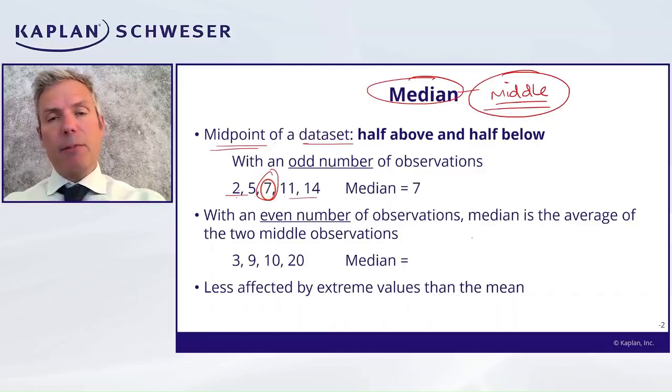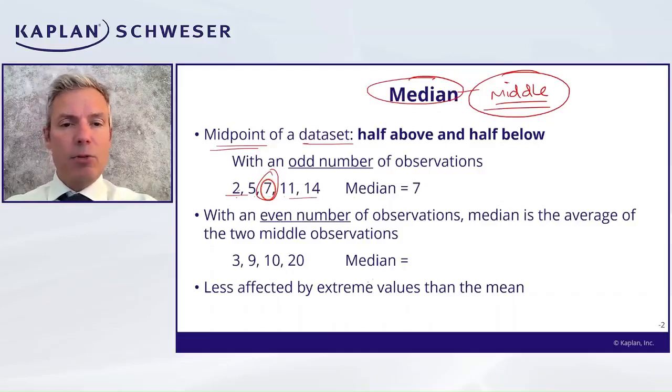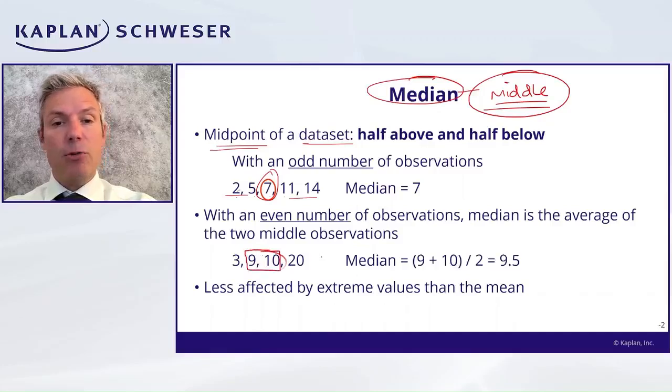If you've got an even number of observations, then the median is not so straightforward, but it's still not complex. Take the 2 middle items, so it's 9 and 10 that are in the middle here, and average those two. The average of 9 and 10, of course, is 9.5. The thing we need to know about the median is that being a middle value in terms of rankings, it's less affected by extreme values than something like the arithmetic mean.